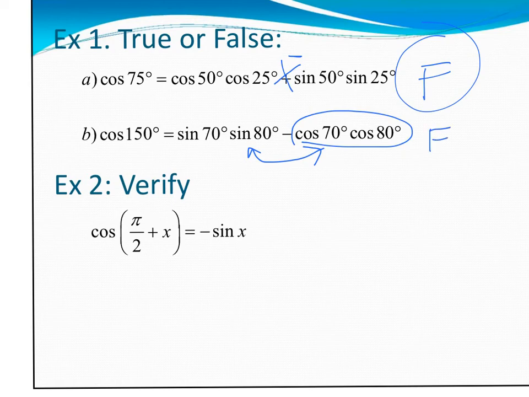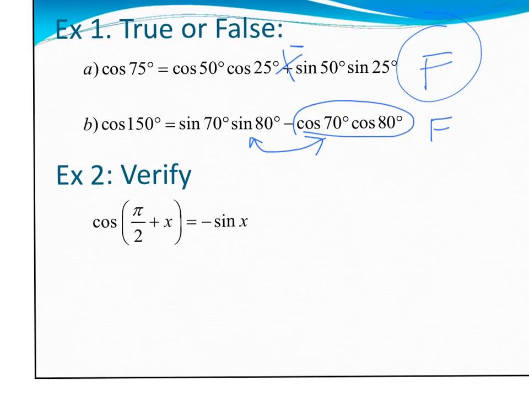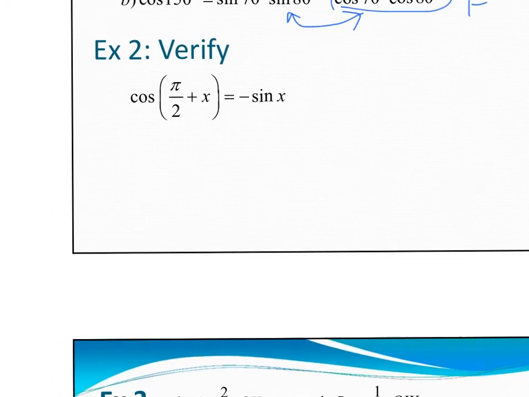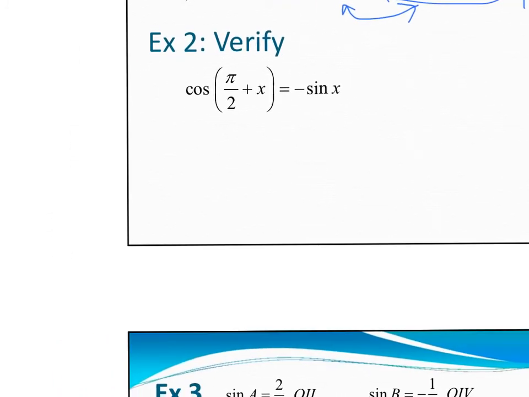Now in example 2 we are going to do a verification. For this verification you want to pick one side of the equation and simplify it. It's definitely easier to start with the left. Let's expand it out and see if we can make it equal the right hand side. So at first expansion we'll have cosine of the angle, opposite sine, sine of the angle.